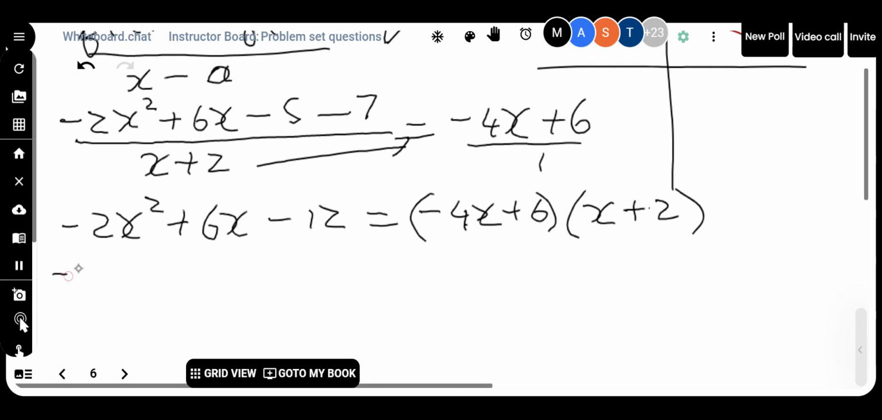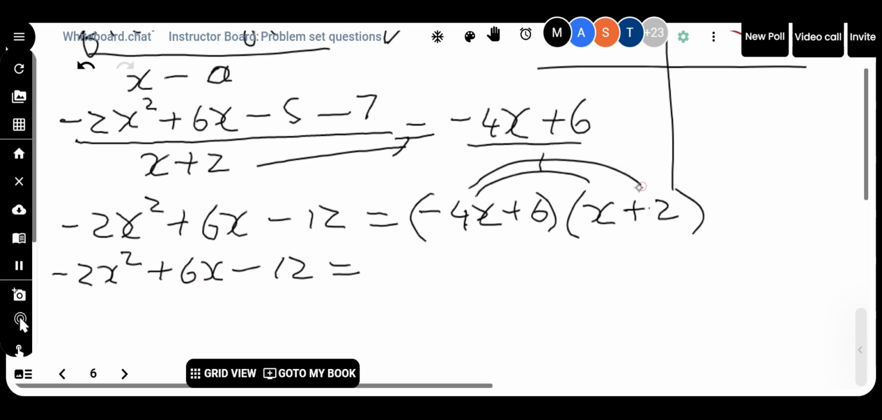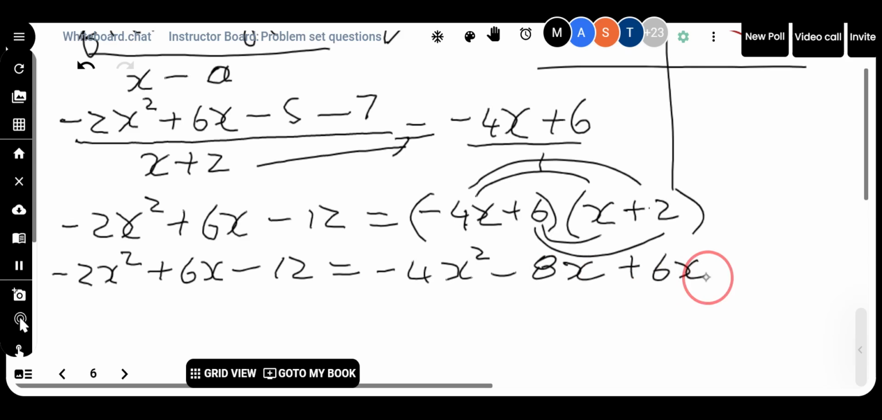So minus 2x squared plus 6x minus 12. And we can FOIL this out, right? We can go through the process of multiplying this out using FOIL. So minus 4x times x is minus 4x squared. Minus 4x times 2 is minus 8x plus 6x plus 12.